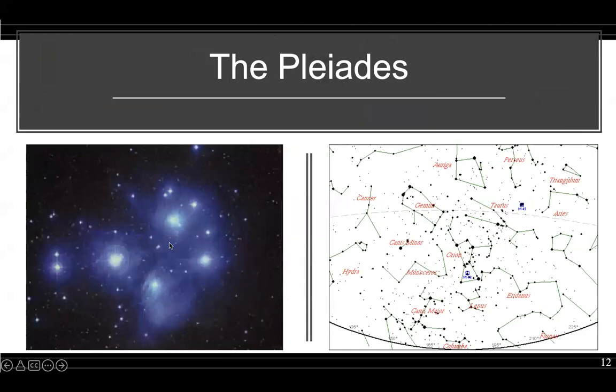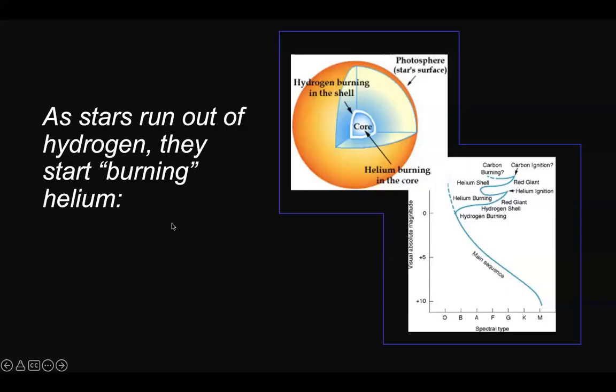A good example of an open cluster is the Pleiades cluster. It's in the Taurus constellation and popularly known as the Seven Sisters. But if you observe through a telescope, you will see many more stars than these seven. But to the naked eye, you see only seven of them, and this is what it is.